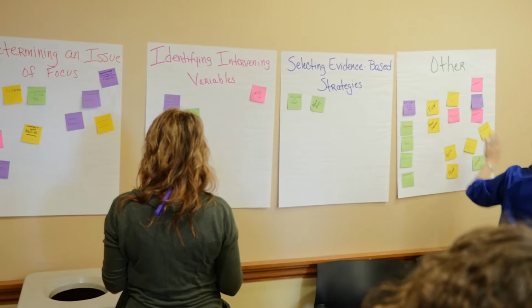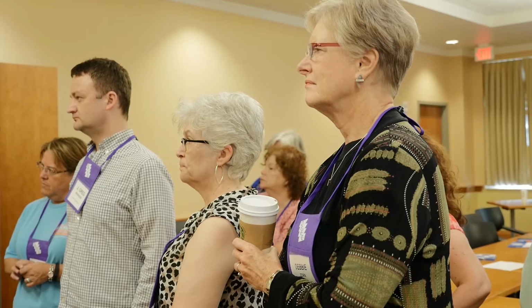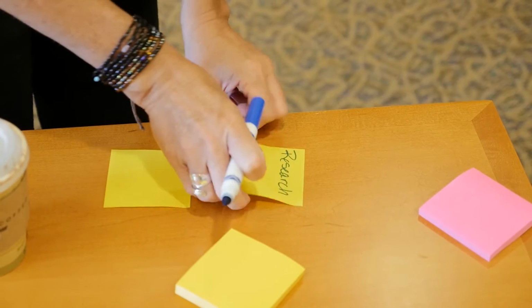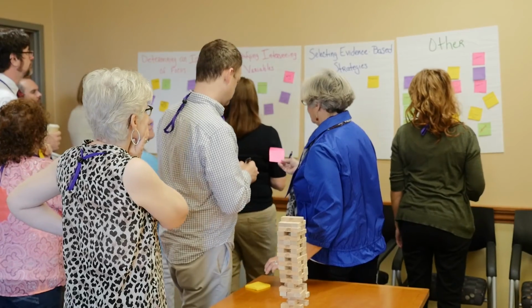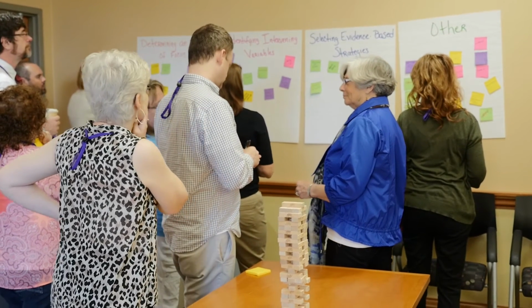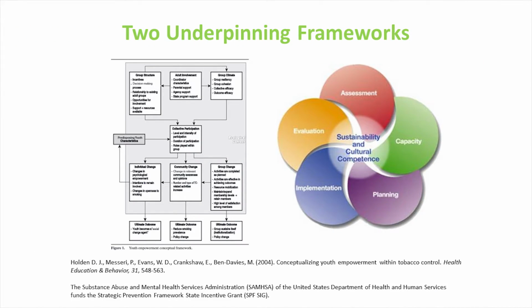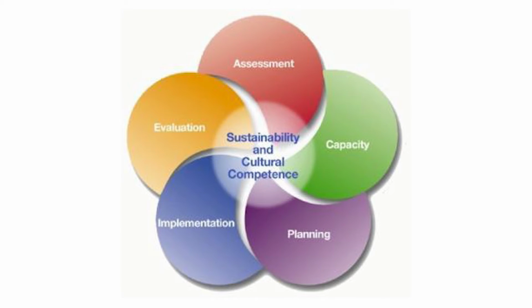We've talked a lot about the Youth Empowerment Conceptual Framework. What we need to remember is that youth-led programming in Ohio is based upon two frameworks, the Youth Empowerment Conceptual Framework and the Strategic Prevention Framework. The purpose of this section is to draw our attention to how we as adult allies are going to engage young people in the Strategic Prevention Framework, specifically the assessment and the planning phases of the SPF.